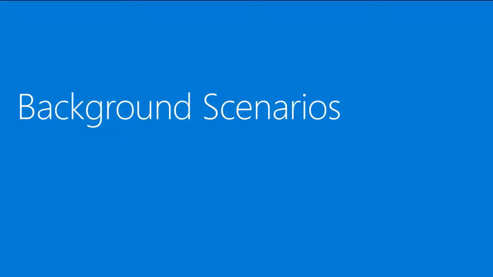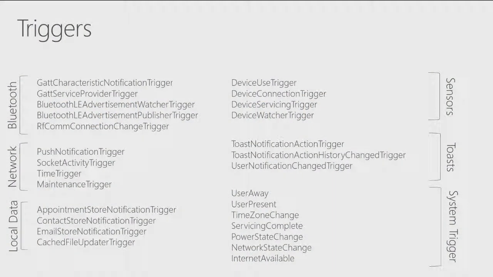The first thing that you need to know when working with background scenarios is how to activate your application in the background. And that's done using triggers. Now, there are a plethora of triggers available to you as a developer to activate your application in the background for all kinds of scenarios.